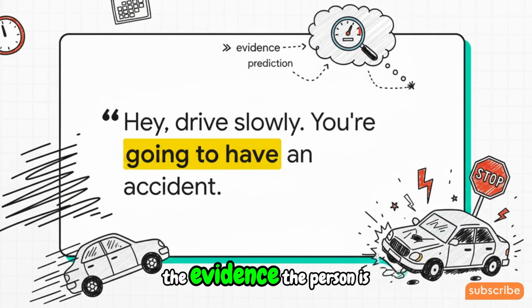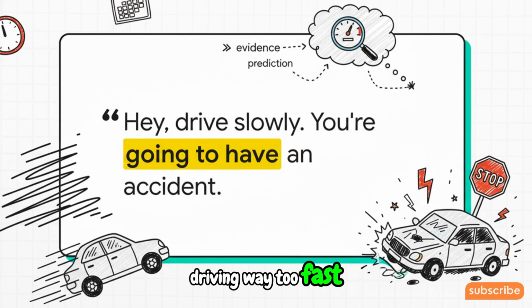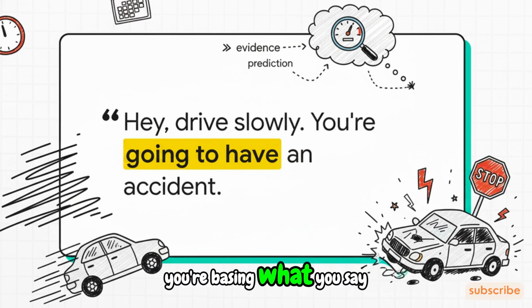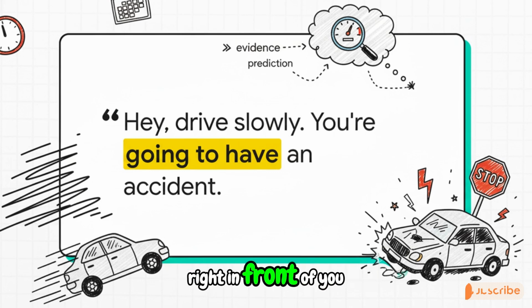Here's another great example of that prediction idea. Think about it. The evidence? The person is driving way too fast. So your prediction is, hey, you're going to have an accident. You're basing what you say on what you see happening right in front of you.